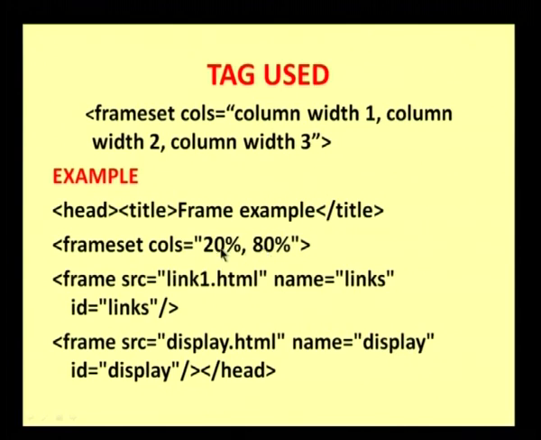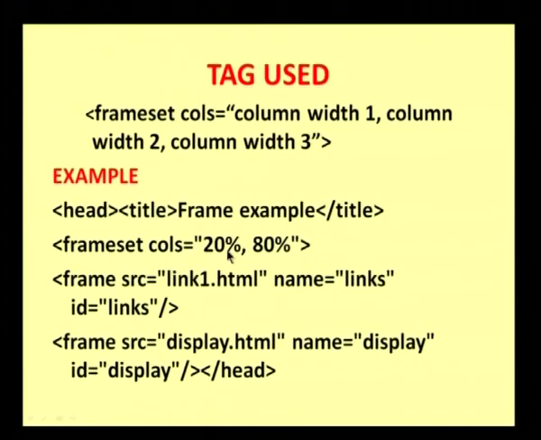That is, the first part is small and the second part of the section, that is the frame, is 80%, and in each frame we are linking the files. So, the source attribute specifies the file to be displayed, the hyperlink to be displayed. So, we have divided our web page into two frames, the first frame with link1.html and the second frame with display.html. Here the web page has been divided column wise. So, 20% and 80%. So, this is an example for the frame tag.